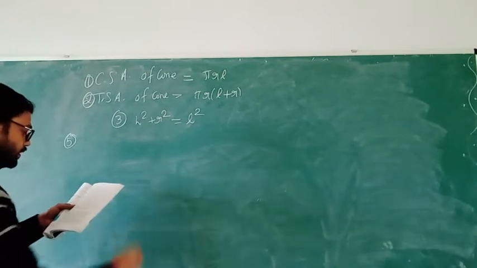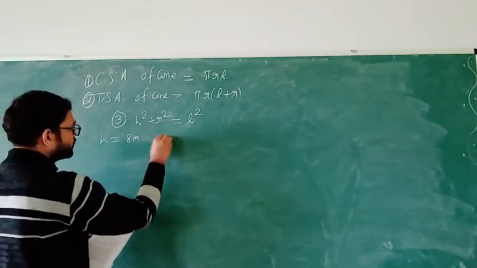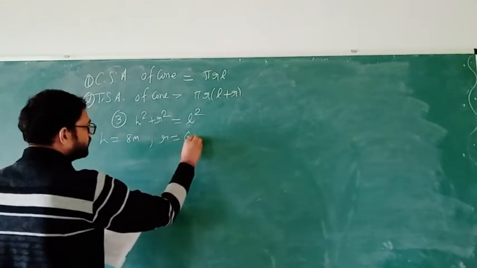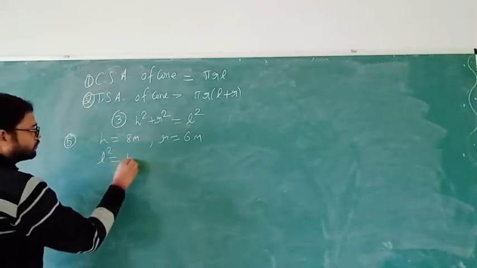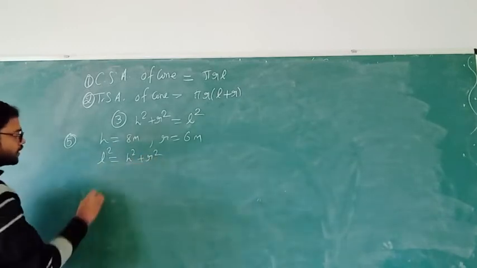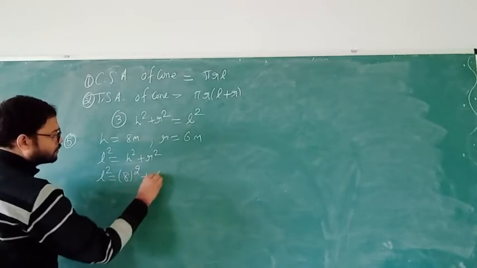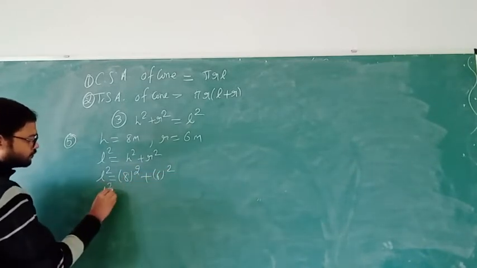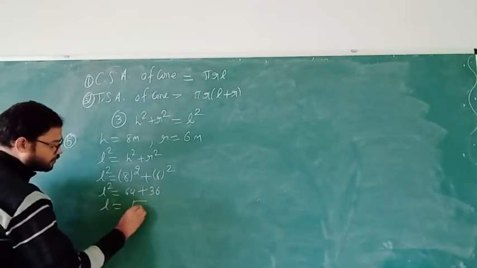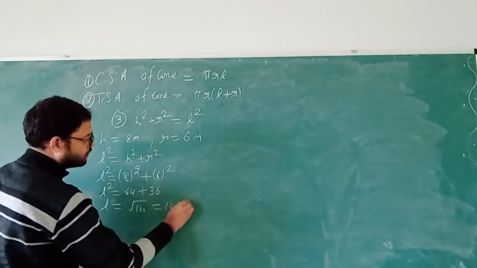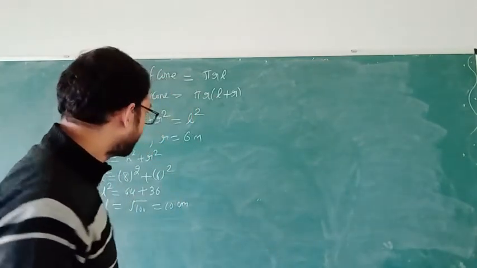First of all, you are given here the height 8 meter and the base radius is 6 meters. So, first of all, we will find the l. So, l squared is equal to h squared plus r squared, 8 squared plus 6 squared. So, it becomes 64 plus 36. So you can see the value of l is 10, and now you will find the curved surface area.